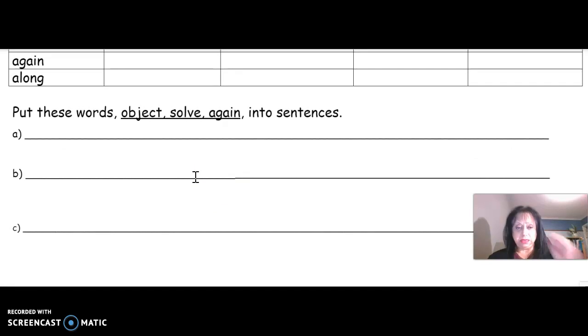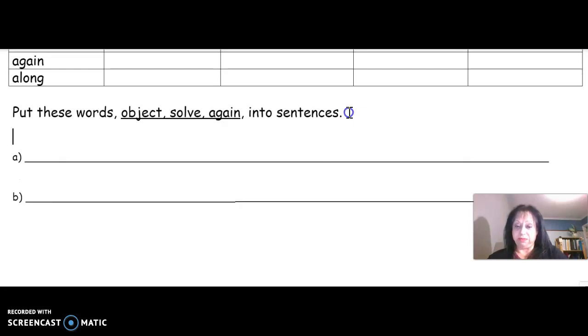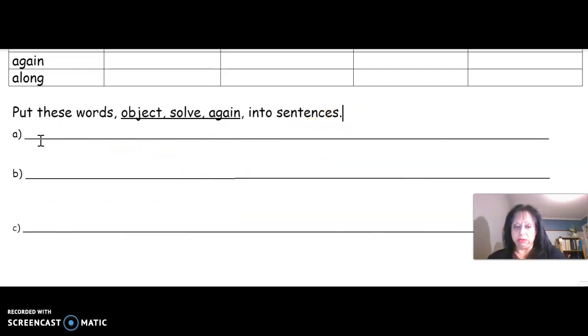And then at the end, I want Hebrews group to put these words. So I've chosen 3 words from your spelling list. Object, solve, again. So you put the words into 3 different sentences for me. Please do your best writing. Please give me a capital letter and a full stop. At the capital letter at the start of the sentence and the full stop at the end of the sentence, just like this. Thank you, everyone.